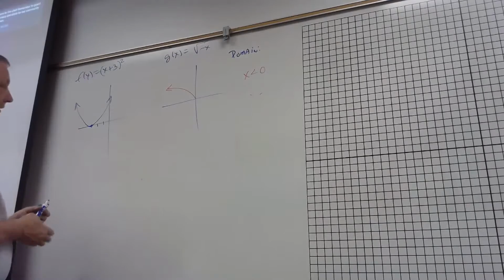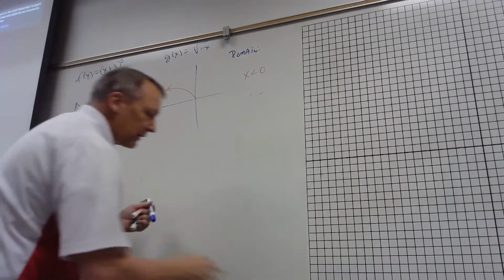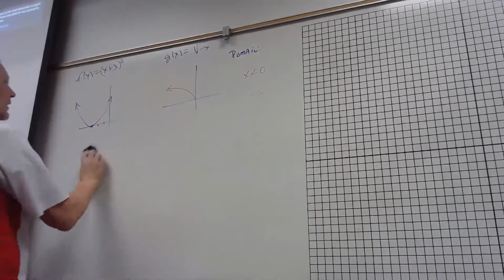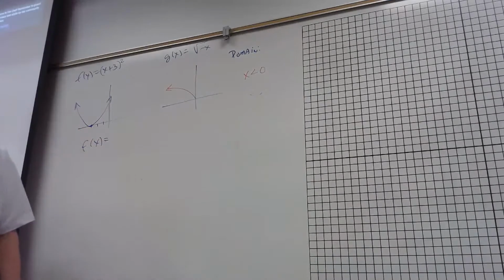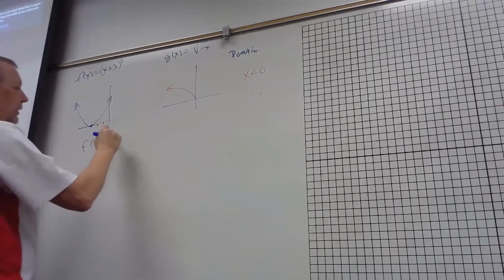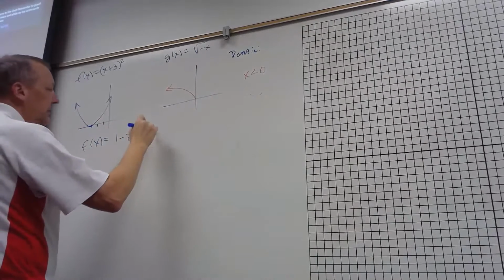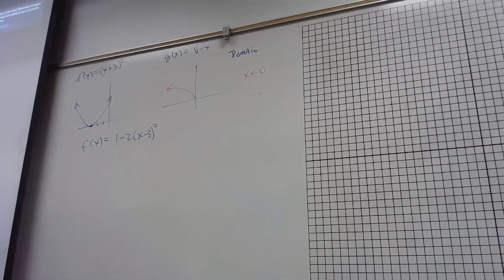Here's a good one. We're going to go crazy on this one. f of x equals 1 minus 2 times (x minus 3) squared. We're good. Okay?